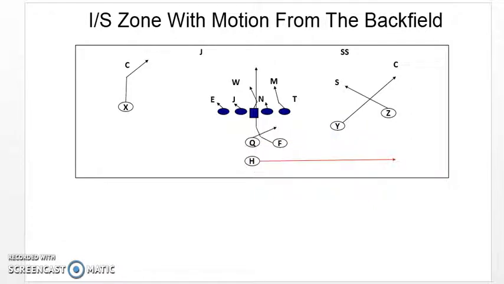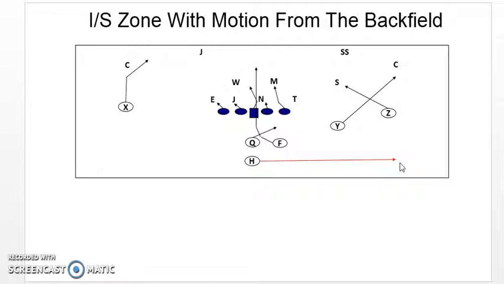All right, next we have the same idea. X to the boundary, zone towards the boundary, into the boundary, 2 receivers to the field. But now we put F, if you like doing the flat back part of the mesh, and you don't want to change that up, you can put H in the pistol and run him out pre-snap, and you get the same thing. You get the same concept.